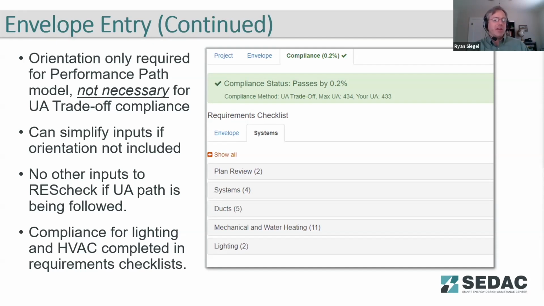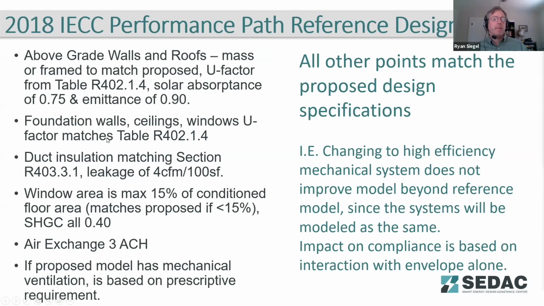Orientation, again, on the REScheck, I believe it's only if you're dealing with the solar heat gain coefficient trade-off that you end up needing to deal with orientation on your components. So, several different things are in the performance path reference design. Looking at mass walls and foundations and going through, there are a lot of things to note.